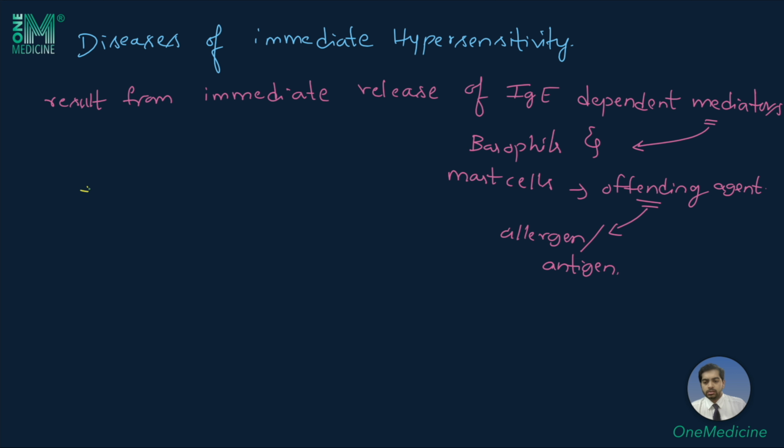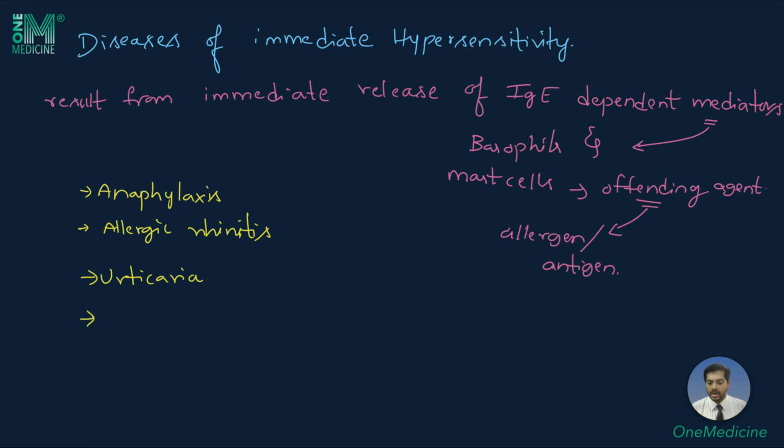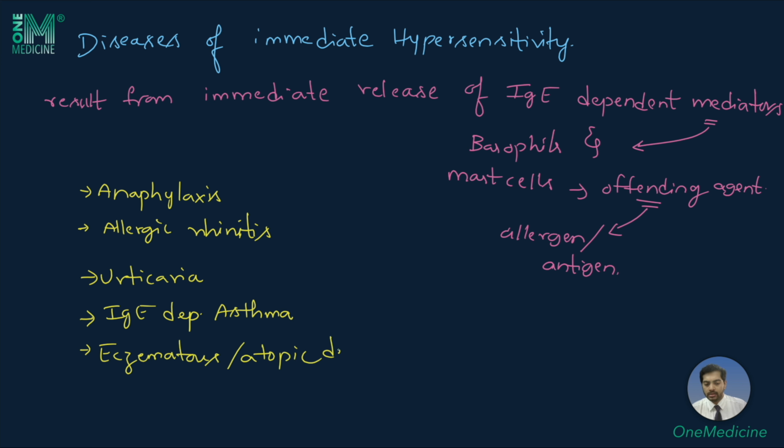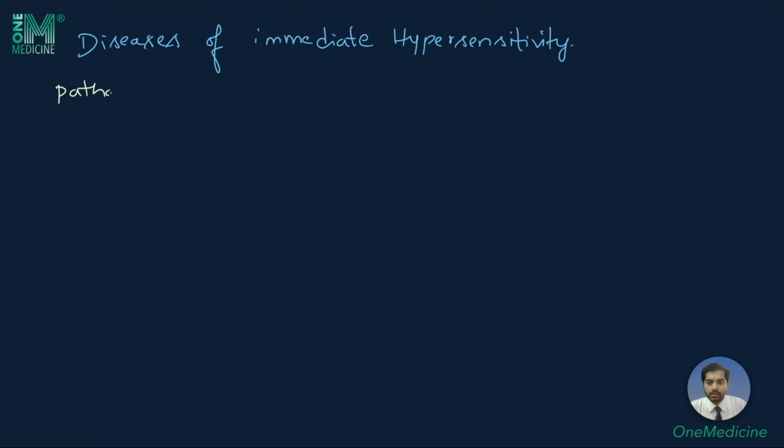So the disorders in this category include anaphylaxis, allergic rhinitis, urticaria, IgE dependent asthma, eczema or atopic dermatitis. Let's now look at the pathogenesis of these diseases.